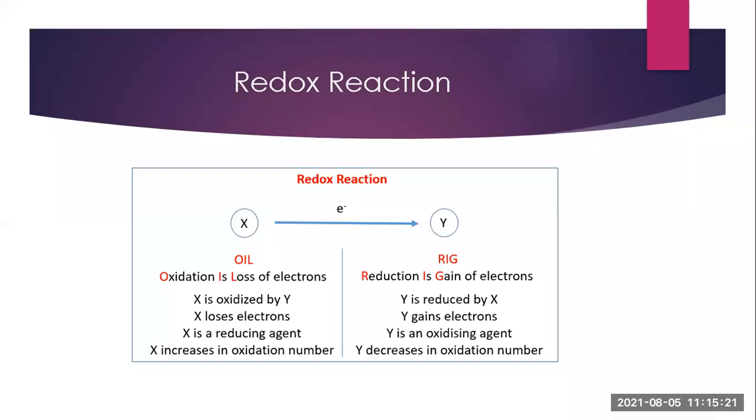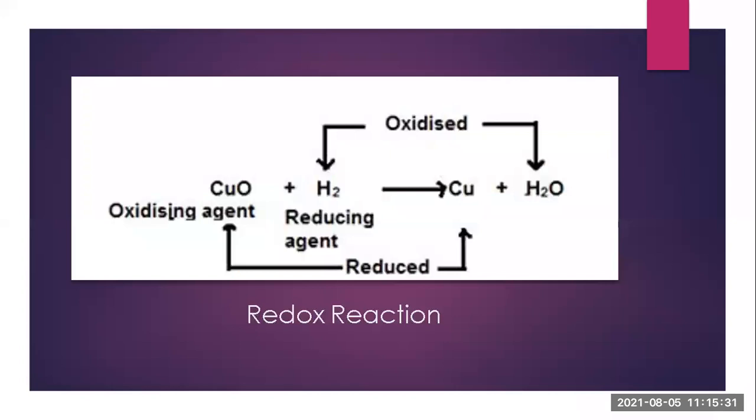So why does X increase in oxidation number? Because it is losing the electrons. And why does Y decrease in oxidation number? Because it is gaining the electrons. So here, this is the redox reaction.